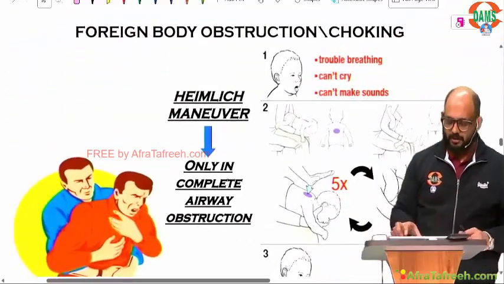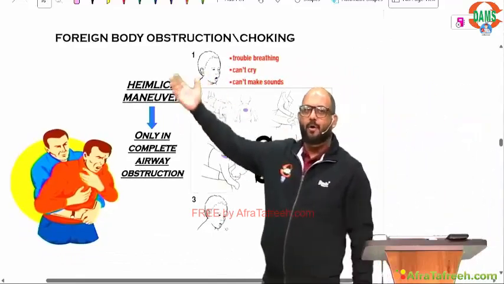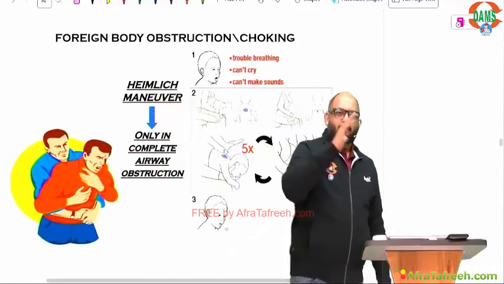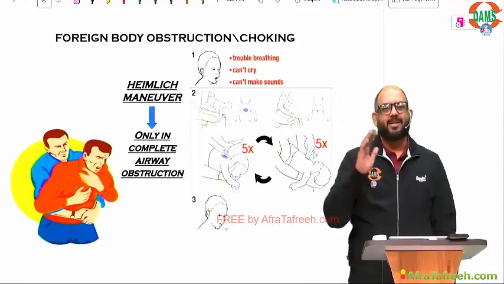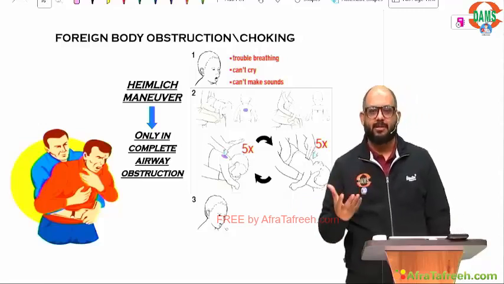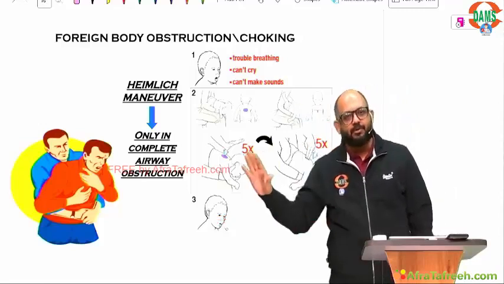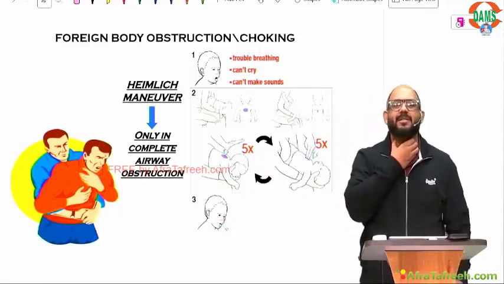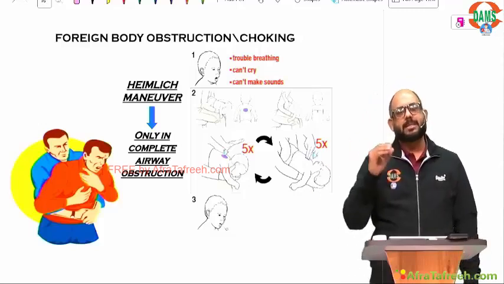Very important condition. This is a recent favorite. Foreign body obstruction. There are two types of foreign body obstruction, partial, complete. Partial is when the patient can vocalize. If the patient can make no sound or the patient makes universal choking sound, then it is called as complete airway obstruction.